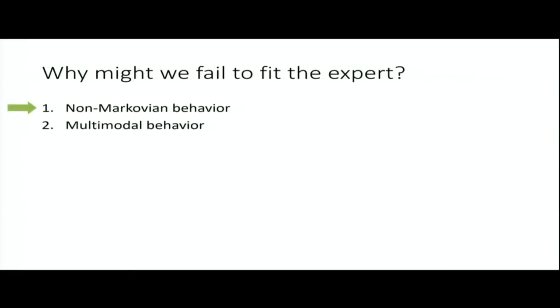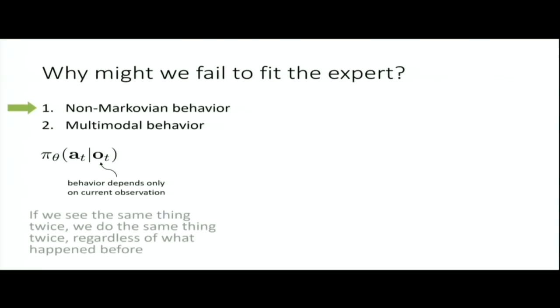So let's start with non-Markovian behavior. Some of the comments that you guys mentioned actually alluded to this already. You'll notice that the policy that I've been working with so far depends only on the current observation. So if we see the same thing twice, we do the same thing twice, regardless of what happened before. That's not an unreasonable assumption in some cases.